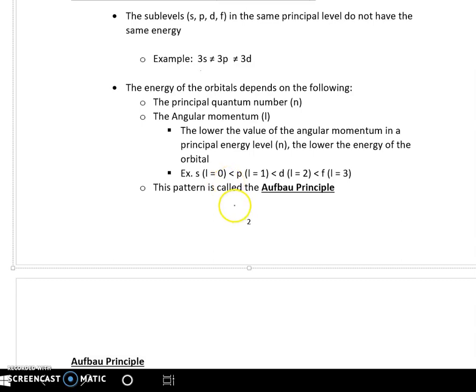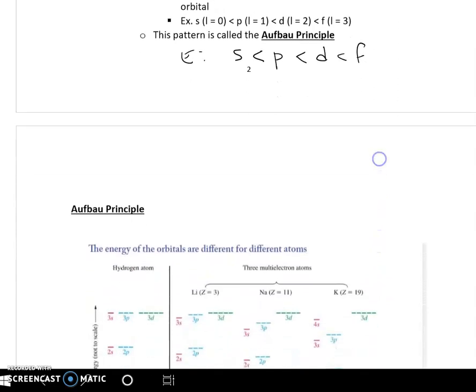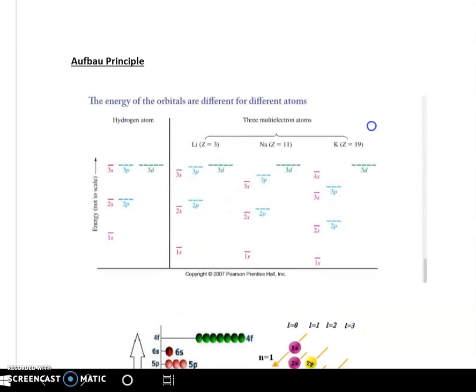So I have it written here, but we remember from when we did electron configuration, hopefully. So our energy, s has a lower energy than p, then d, then f. Okay? This is what we called the Aufbau principle in the past. So this was our building up principle. Okay. Now let's take a look at this.